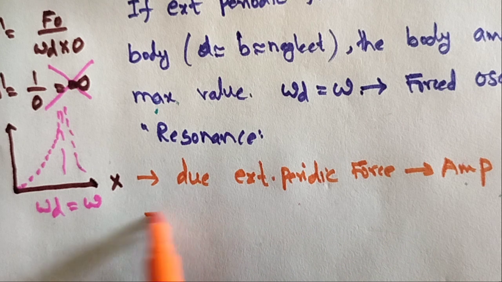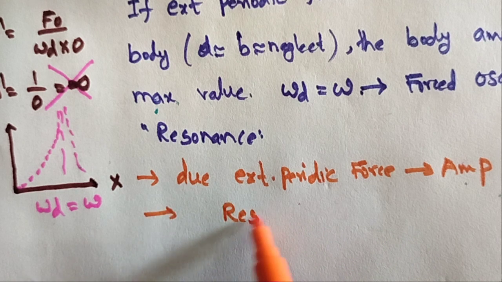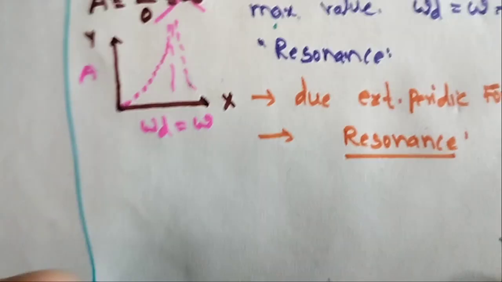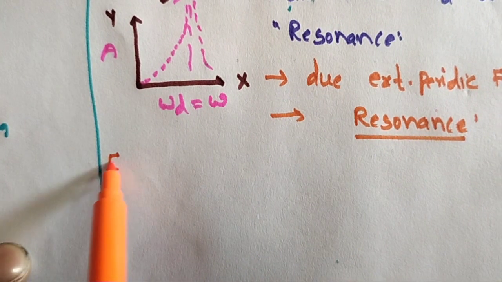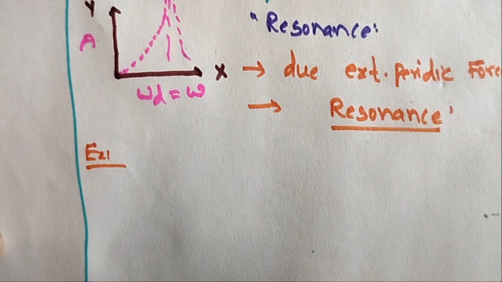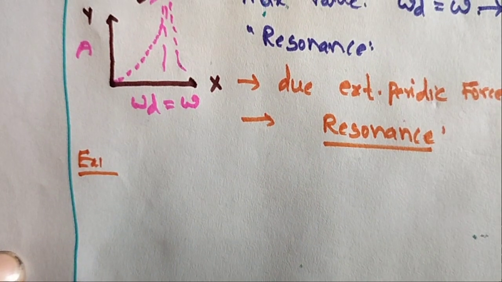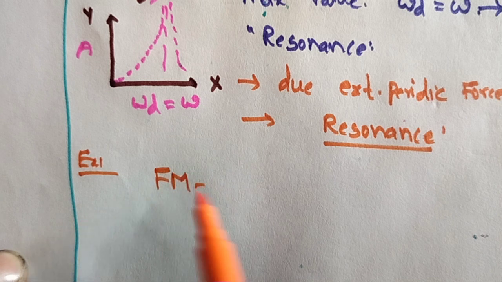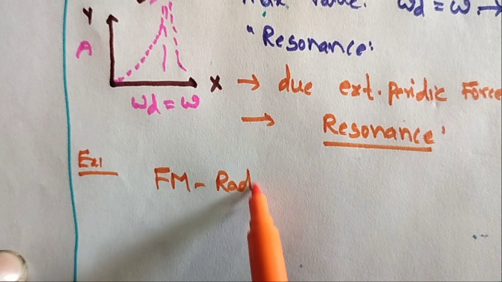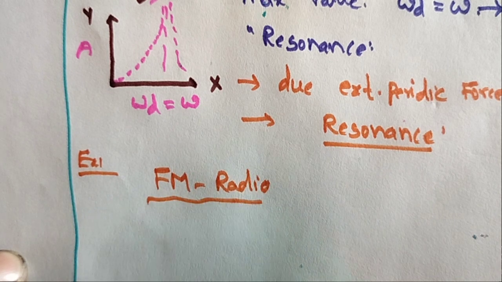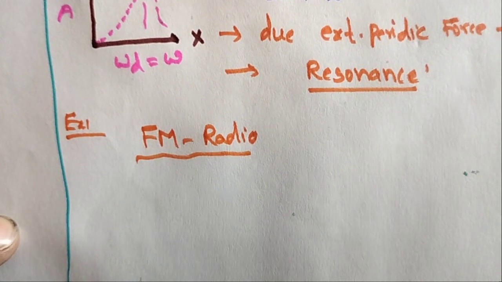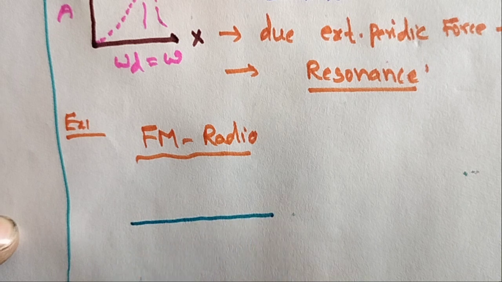This special type of phenomenon is called resonance. I'll give some examples for clarity. Here is example 1. So what is resonance? Let us take an FM radio case. We know FM radio or TVs. Here I listen to one channel, and these are all the frequencies there.